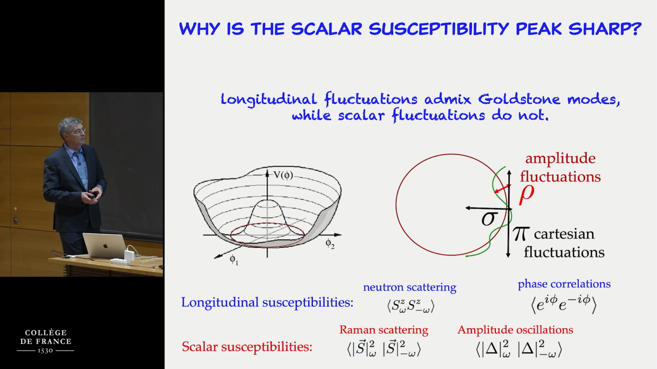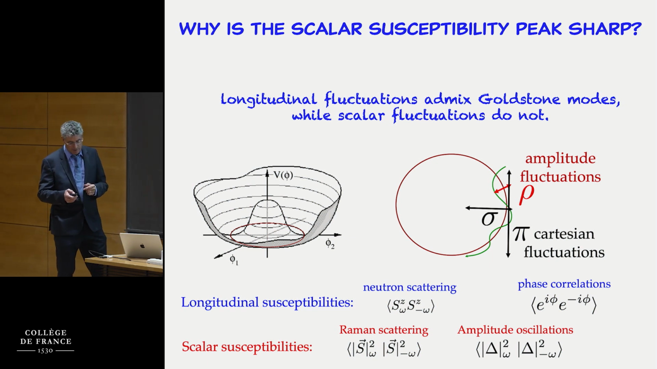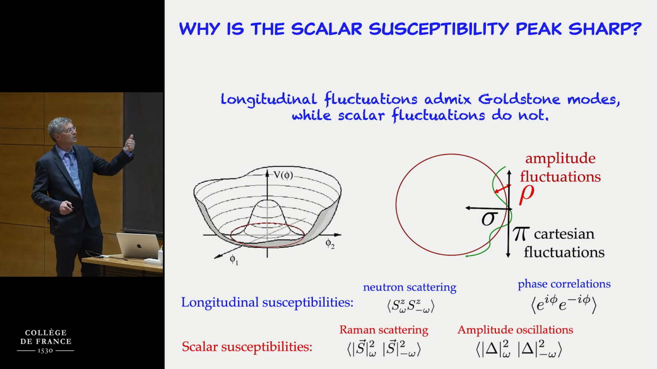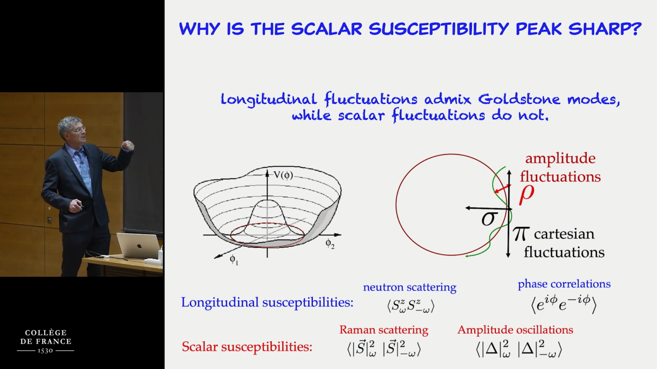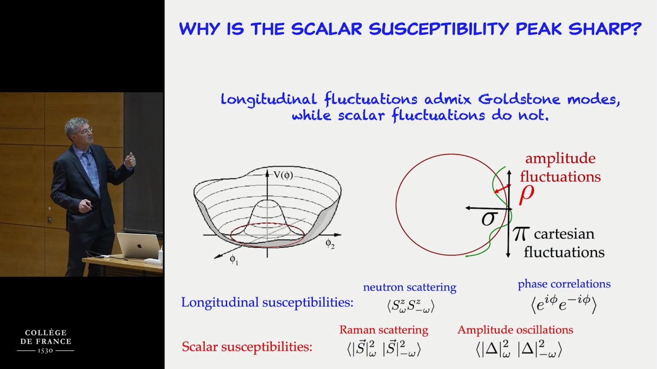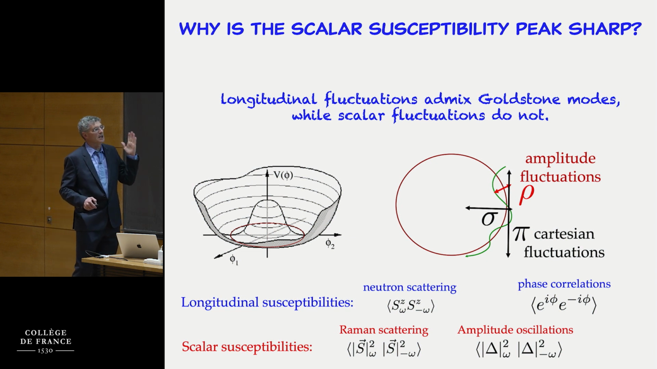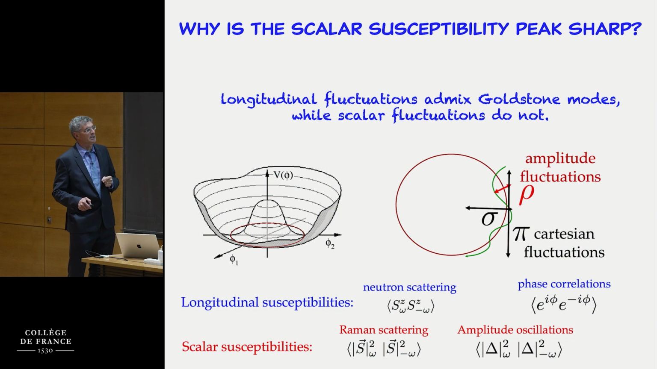So to give you concrete examples, longitudinal susceptibilities, like in neutron scattering, are like the order parameter correlations. So they will tell you if you broke symmetry in the z direction, what is the fluctuation of S_z. Or if you have phase correlations and you broke symmetry and had a well-defined phase, what is the correlation between the order parameter in the x direction.